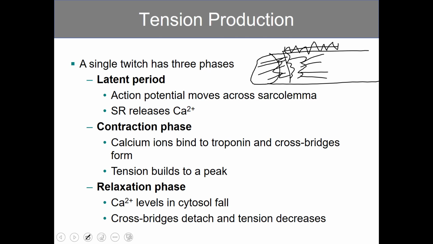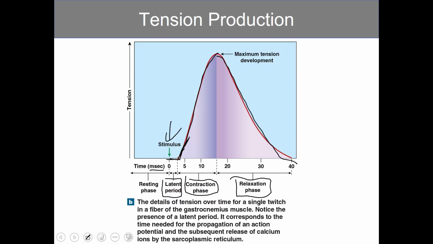Relaxation occurs when the calcium levels fall in the cytosol. Why are they falling? Because they're being pumped back into the sarcoplasmic reticulum. The cross bridges detach, and your tension is going to slowly decrease until you're back to 0. So that is what happens during a twitch. And again, a twitch is defined as a single skeletal muscle fiber contraction from a single stimulus.